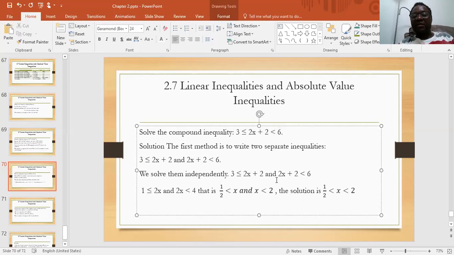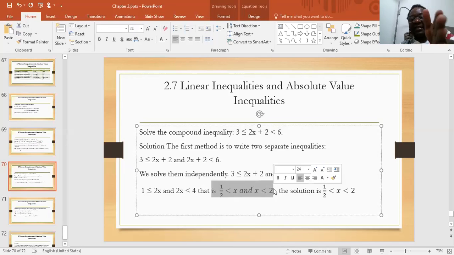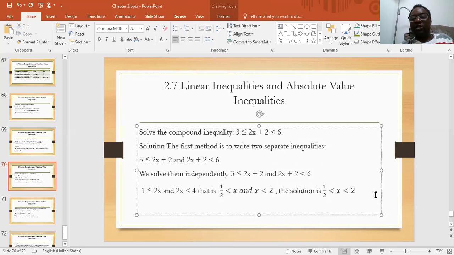When I do that, I will split my equation and solve on one side. You see, minus 2 comes here, so 1 is less than or equal to 2x. That gives half is less than or equal to x. And on this side, I will have 2x is less than 4. That is x is less than 2. So this is the inequality: half is less than x and x is less than 2. We can rewrite it as x is greater than half and less than 2. That's how we can combine two inequalities.